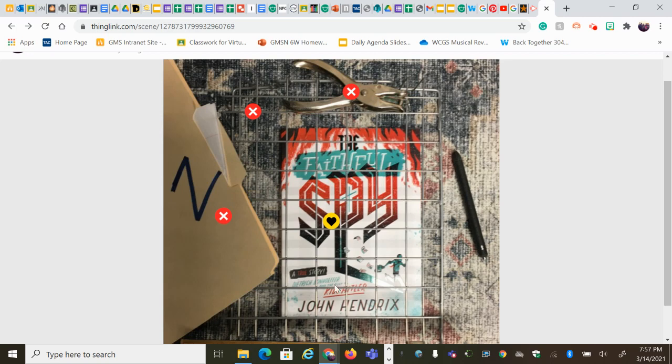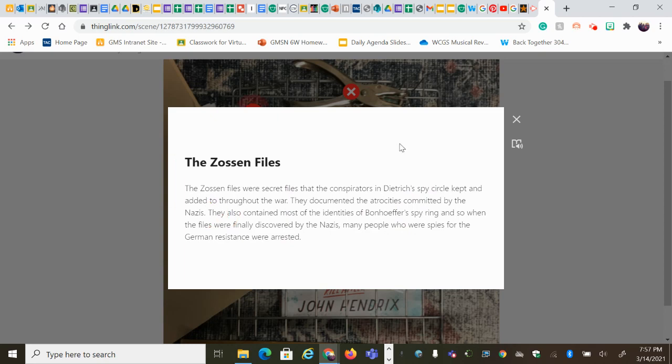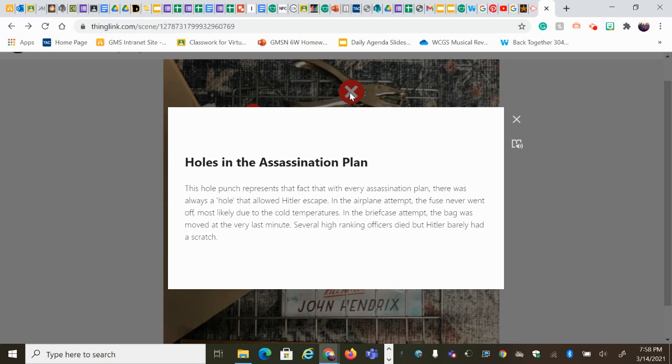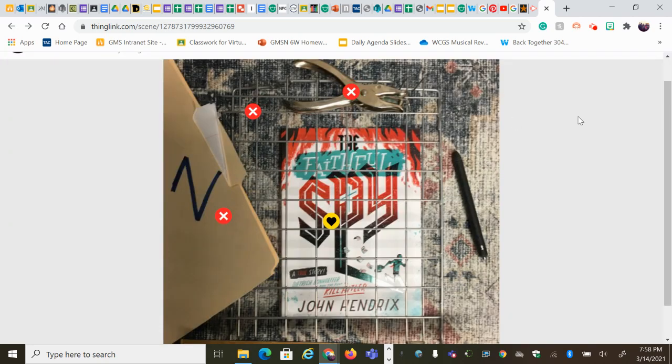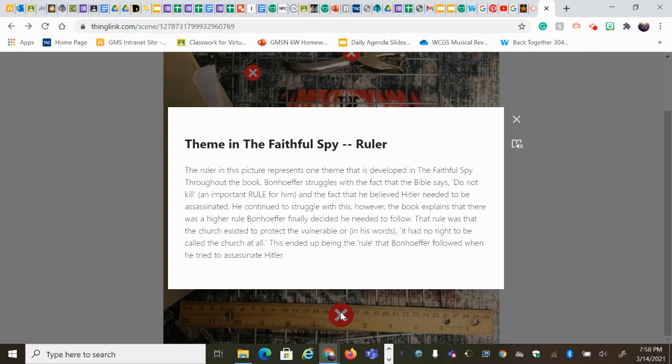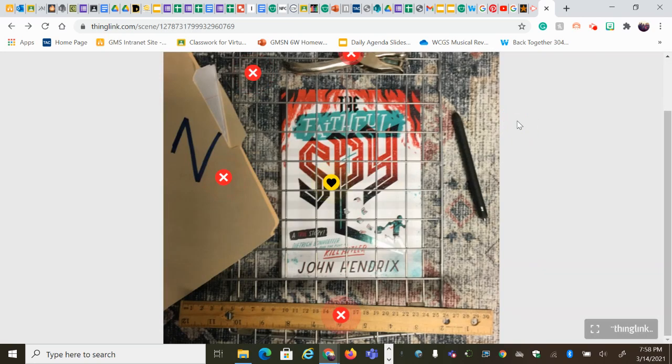One of the items is this sort of cage I put over, which represents jail. These are the Zossen files, which was an important file having to do with the Nazis and the conspiracy that Dietrich Bonhoeffer was part of. There's a pen because he was a writer and wrote a lot of books from jail. There is a hole punch because there were many holes and ways that Hitler somehow avoided their assassination attempts. And then finally, a ruler, which is my theme, because he basically had two different rules that he was trying to follow.